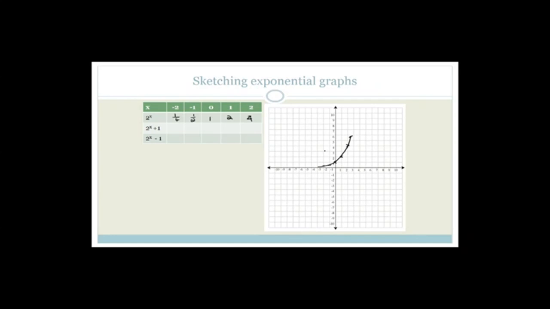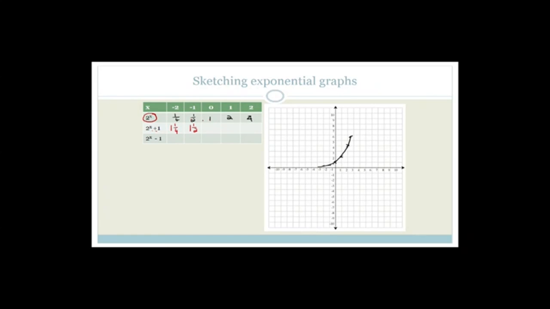Okay. Now let's see what happens if I go 2 to the x plus 1. What is going to happen? Do you agree that that is 2 to the x, right? But now, so this is the value of 2 to the x, but now I'm adding 1. So this is going to be a quarter plus 1, which is 1 and a quarter. This is going to be a half plus 1, so it's going to be 1 and a half.